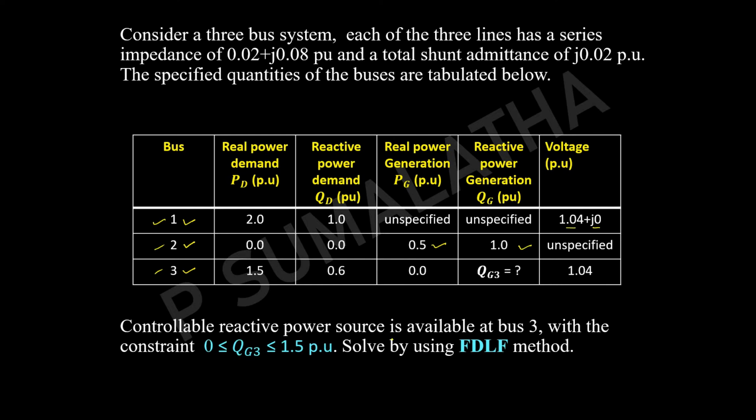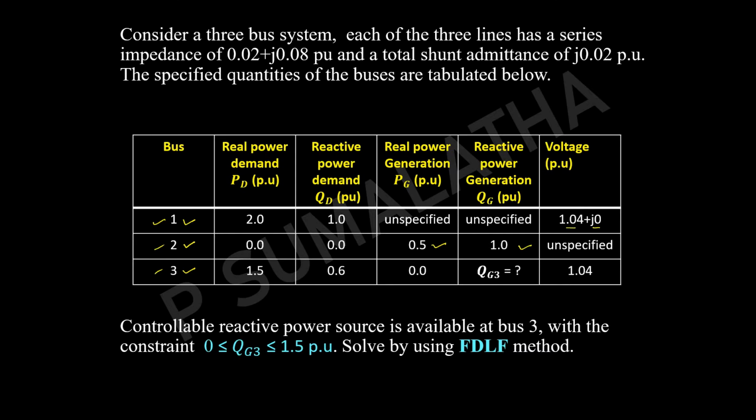Controllable reactive power source is available at bus 3 with the constraint QG3 is in the range between 0 and 1.5 per unit. Solve the problem using load flow technique. Okay, so let us see how to solve this problem.